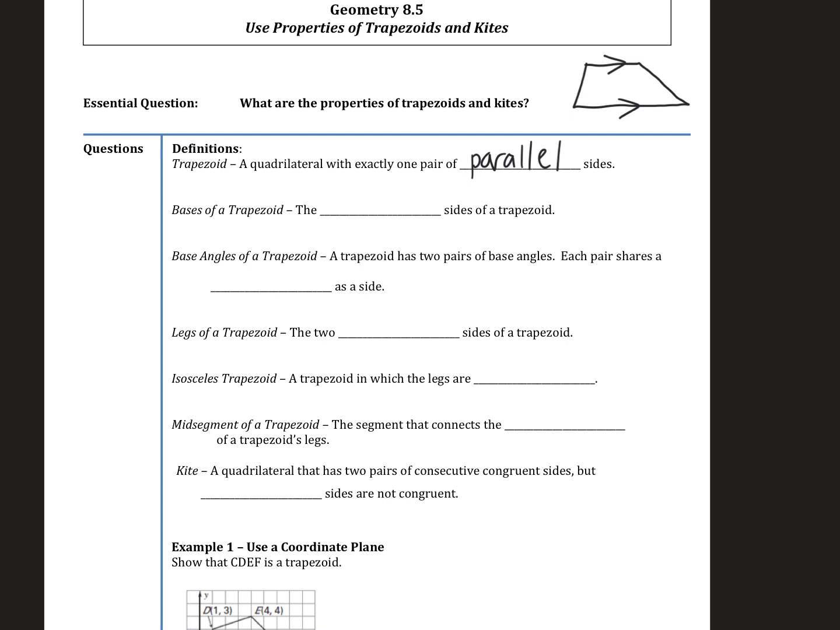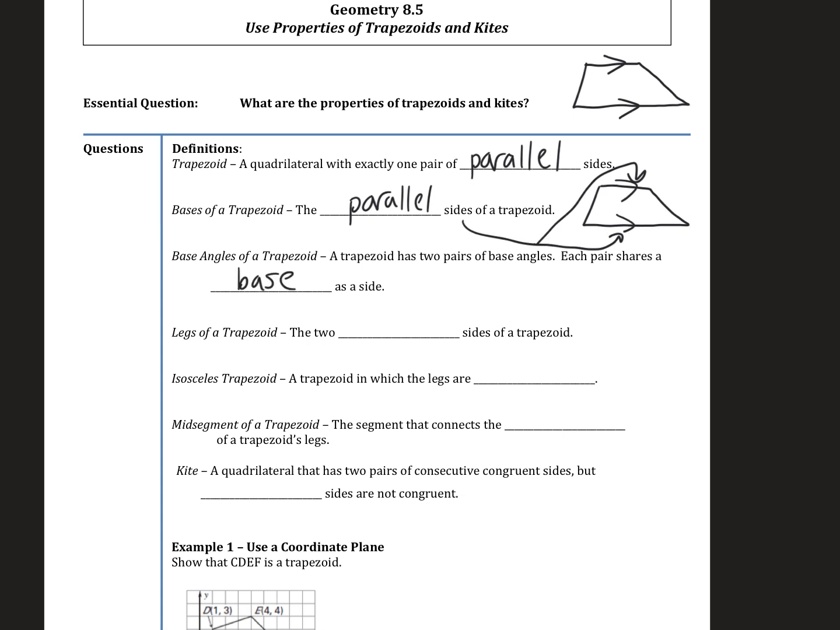The bases of a trapezoid, I should draw it down here too. So the bases of a trapezoid are the parallel sides. The what? Parallel sides. That's going to be these right here. These are the bases, okay? And the base angles, all right? A trapezoid has two pairs of base angles, and each pair shares a base as a side.